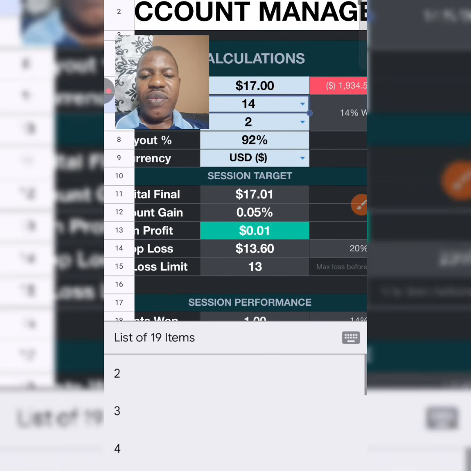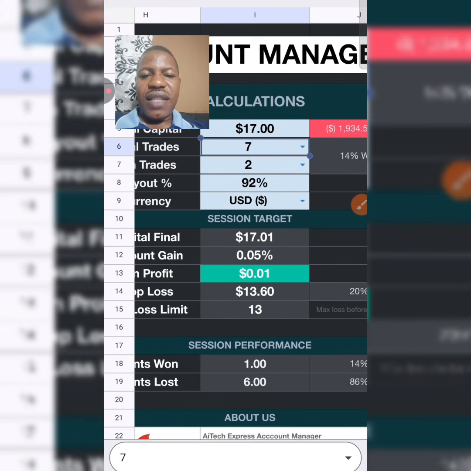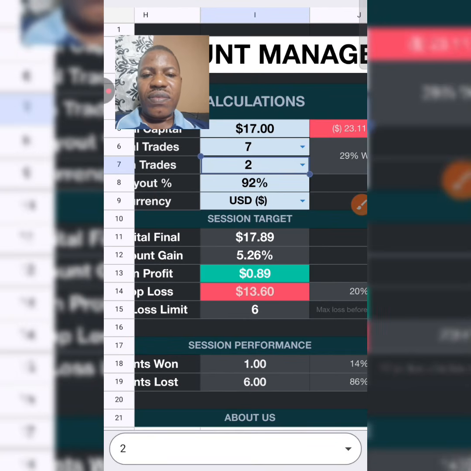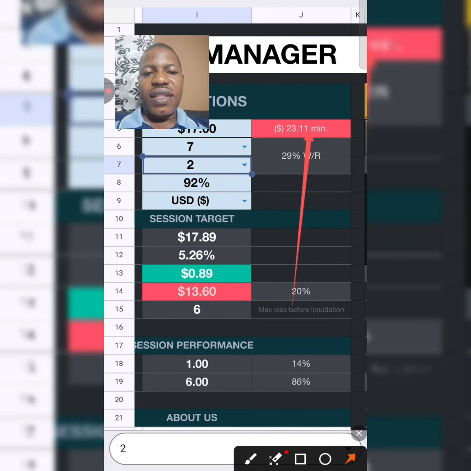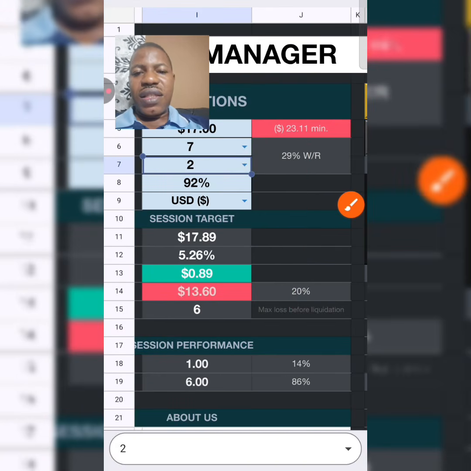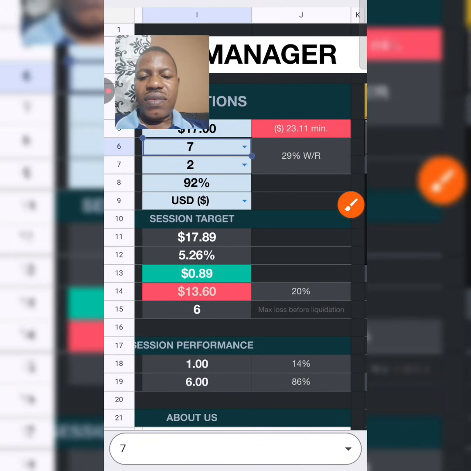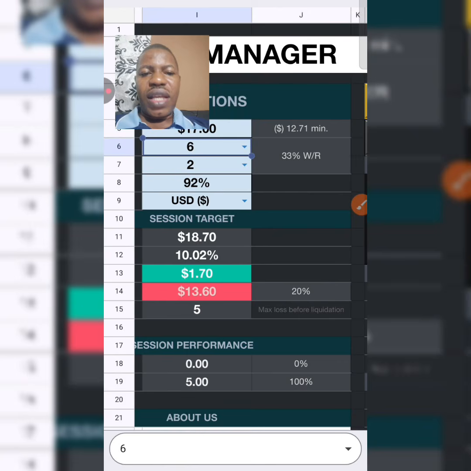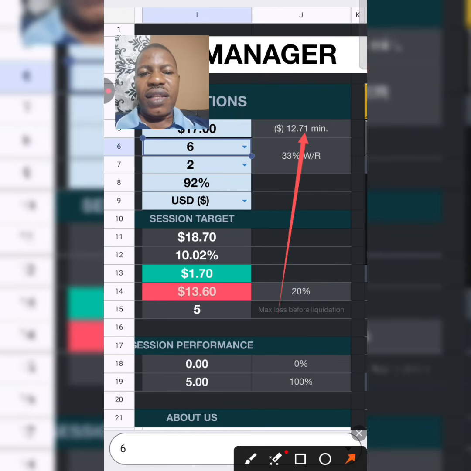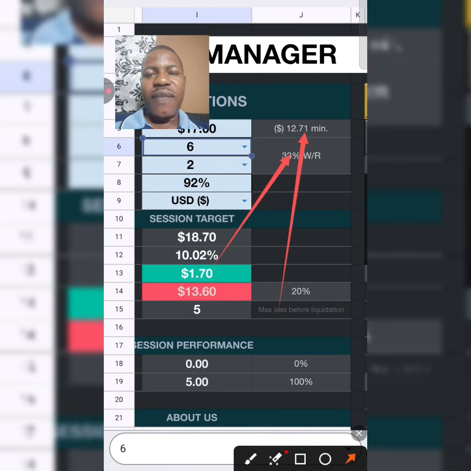So I will set my win ratio maybe like 7 to win 2. It says 7 to win 2. I need to have at least $23. So I'll say 6 to win 2. Okay, this is okay. It says I should have at least $12, and my win rate will be around 33%, which is also very, very okay. With a green light strategy, you have up to 80% win rate.